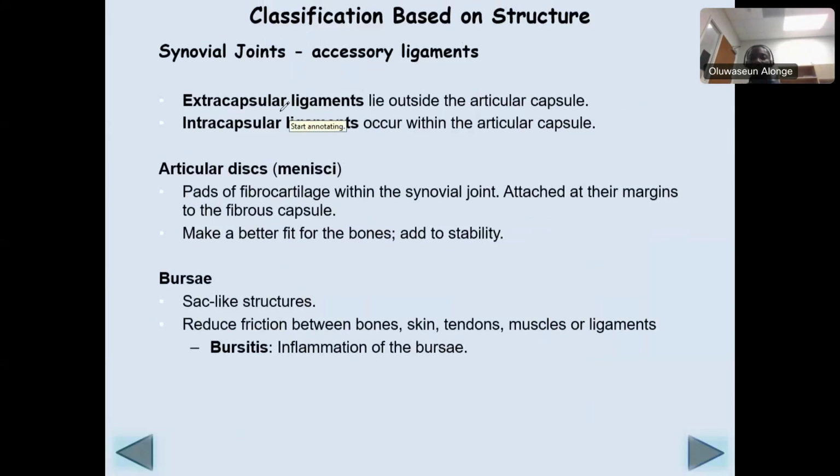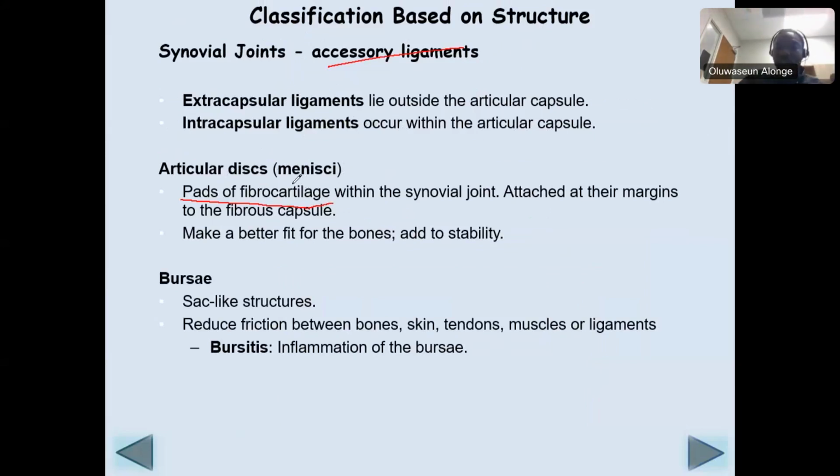There are ligaments: extracapsular ligaments and intracapsular ligaments. Extra means that it's outside the articular capsule, and intra means it's inside the articular capsule. The articular discs are menisci. They are part of fibrocartilage. I told you that fibrocartilage are the weight-bearing areas.